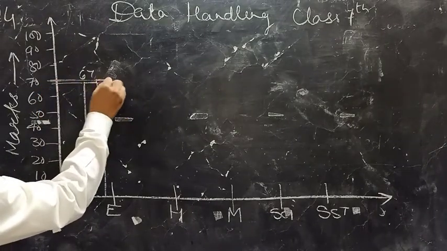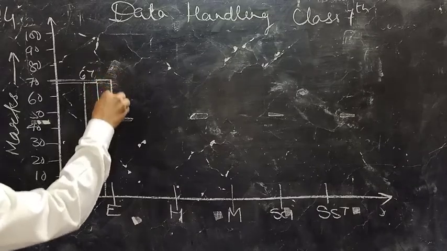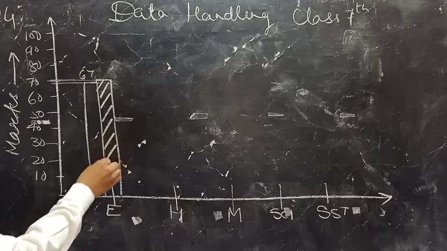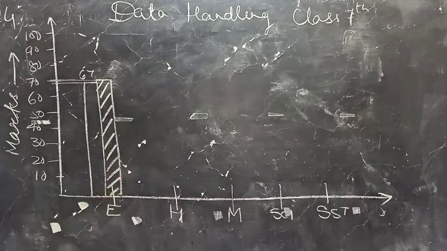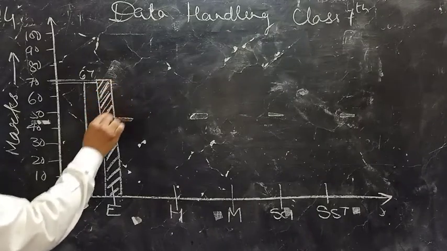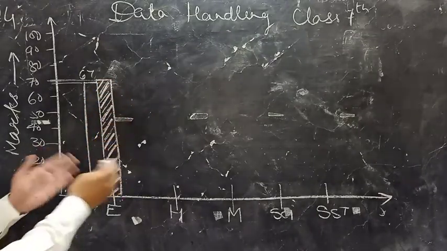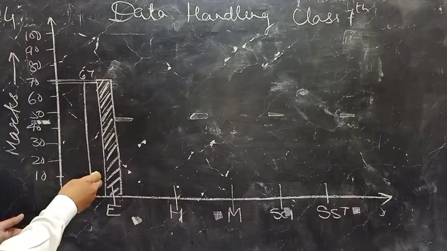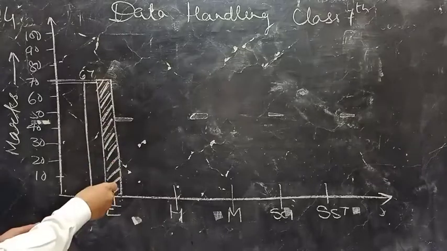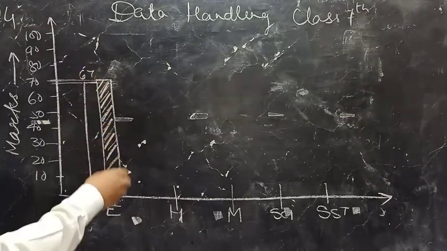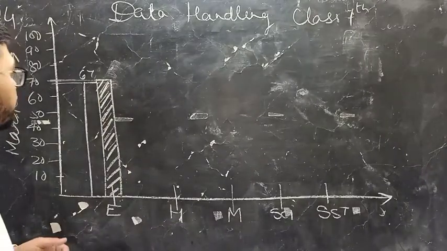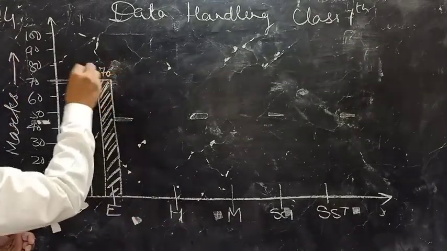That means this is representing 70. It is recommended that you draw these graphs on graph paper for better clarity and understanding. Okay. So I have shaded this graph to differentiate: this graph is showing first term marks, and this dotted, or you can say dashed, bar is showing marks in the second term. Okay, so this is 70.